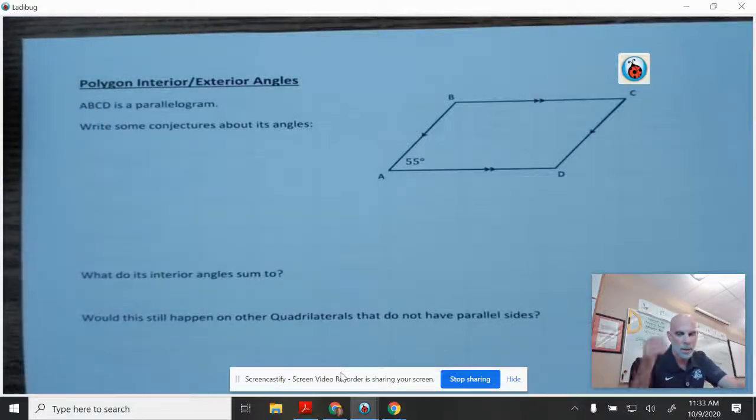Okay, let's talk about some polygon angles. We've been dealing with triangles, and there are three angles for a long time. Remember, three angles inside any triangle always add up to 180. Okay, so that's our base understanding before we expand on this.